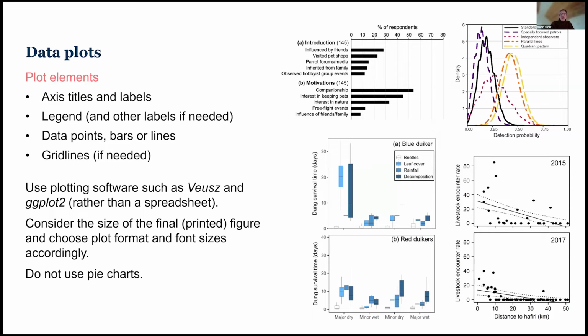The only other thing I'd like to say is, please, I would advise you to avoid using pie charts in your data, because the human eye is a very poor judge of the proportional comparisons between the segments of a circle. And in our Writing for Conservation guide, there are some nice illustrations of why pie charts are not suitable.